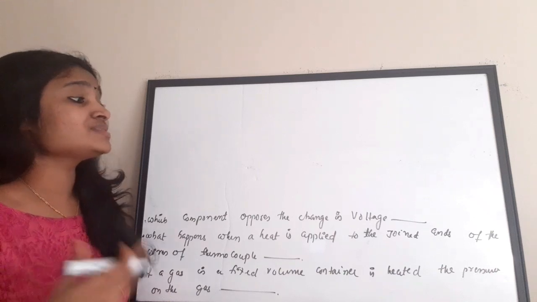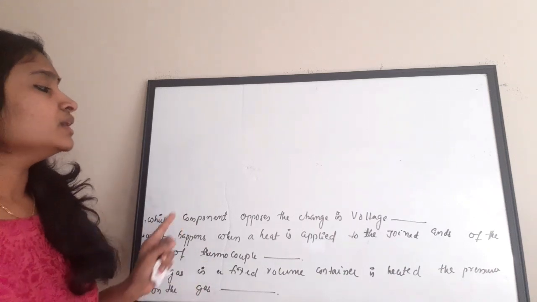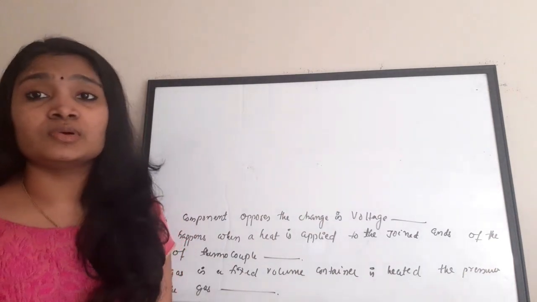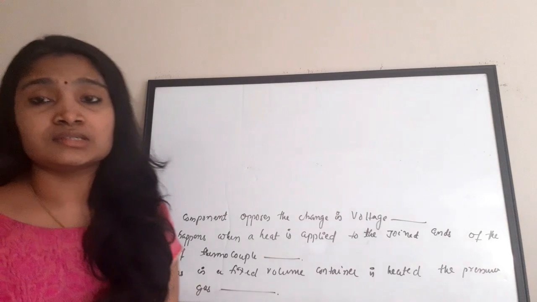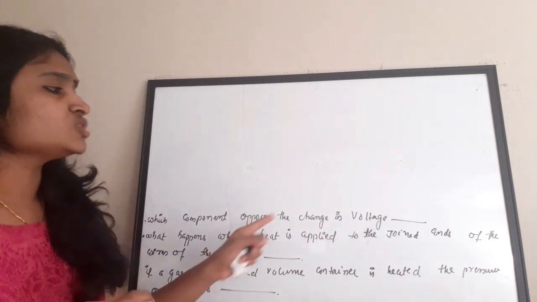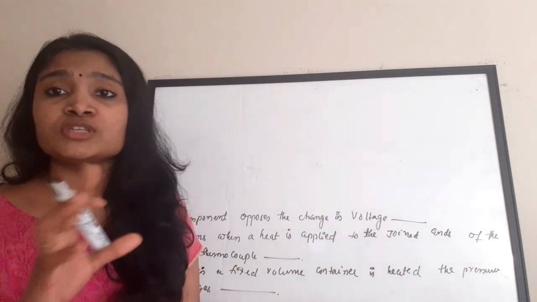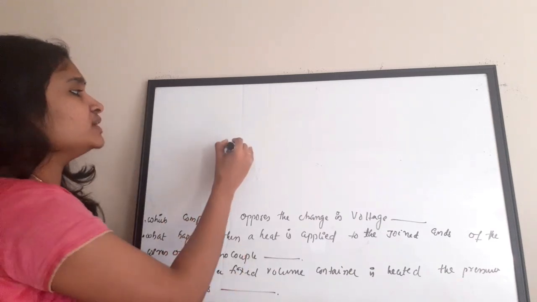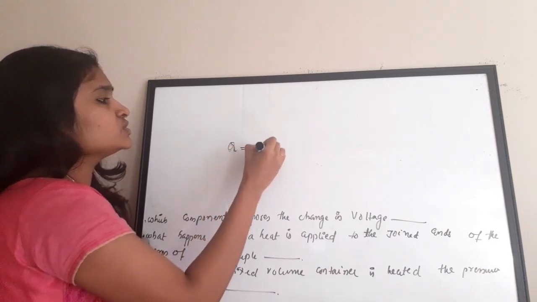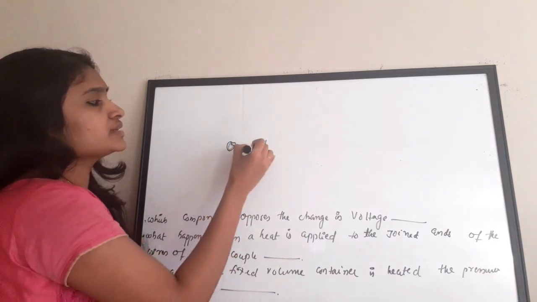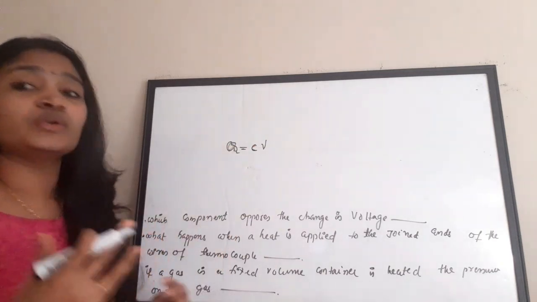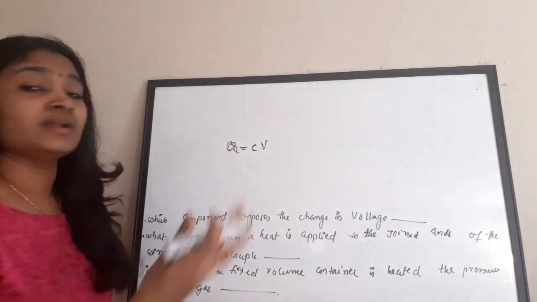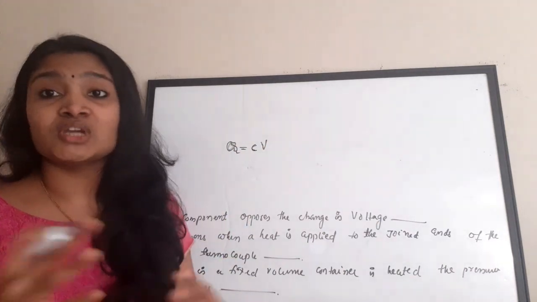Which component opposes the change of voltage? This is a very basic question. This is asking about the components. We know the basic components are capacitors, resistors, inductors, out of which the capacitor is the component which opposes the change in voltage. We know that a capacitor stores charge, and we know the relation Q is equal to CV. So this capacitance is actually nothing but the storing of charge, right? So for that, voltage should be constant, or this component is actually opposing the change in voltage.